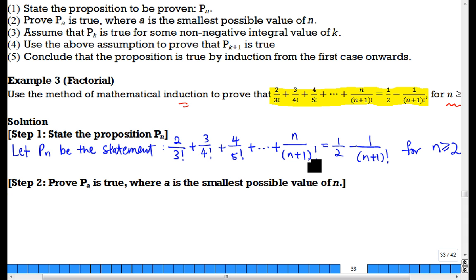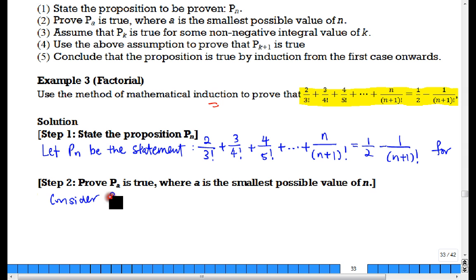Okay, step 2. Prove that P(a) is true when a is the smallest possible value of n. That means the first domino. Okay, analogously it is the first domino. So we will consider, what? Consider P2.